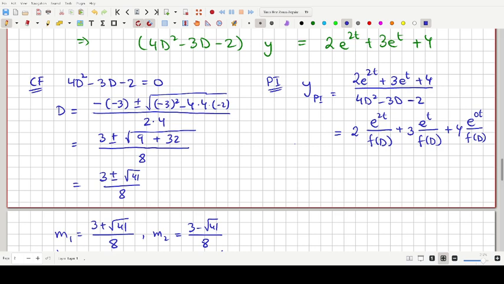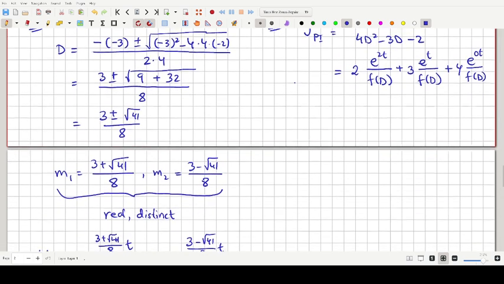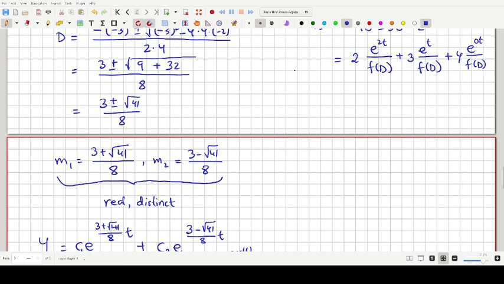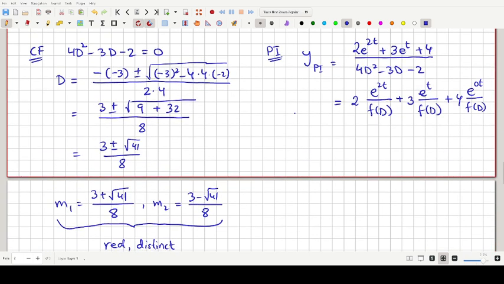Okay, great. Now we are done with this. So what we'll do here is we will independently find each of these terms and substitute them in the y PI, correct? So e power 2t divided by f(D), which is 4 multiplied by D squared minus 3D minus 2. So we'll try to find out this.